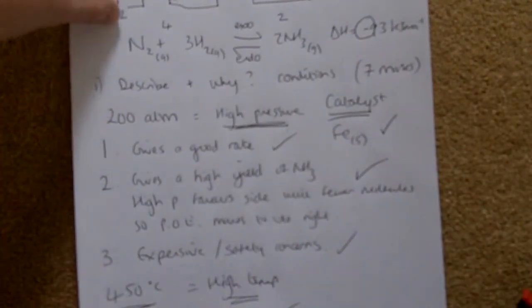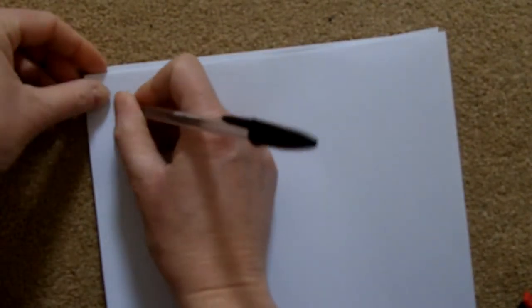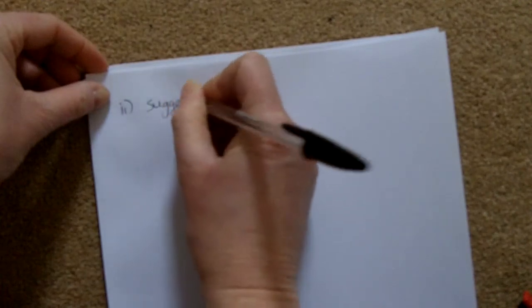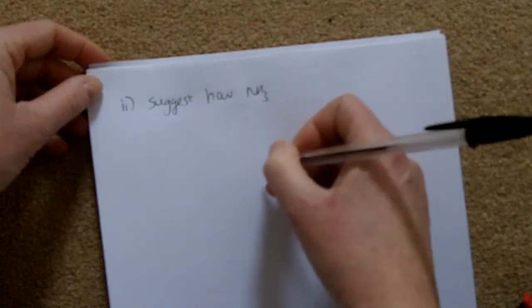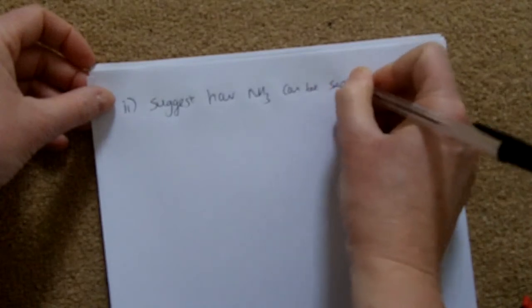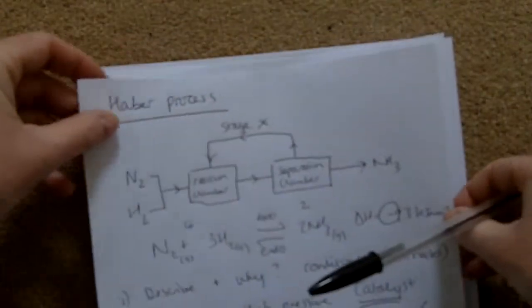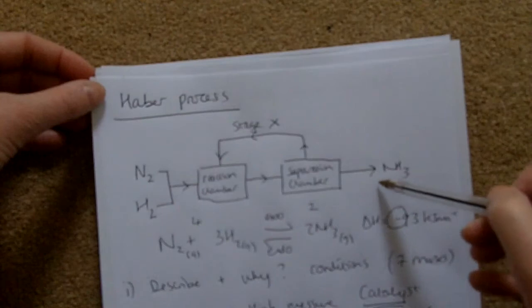Right, that's part 1 of this question. Okay, it's nearly finished. Part 2 says, suggest how ammonia can be separated from the separation chamber. Remember that what happens is you've got the reaction first, then it goes into the separation chamber, and ammonia needs to be separated. So how can ammonia be separated?